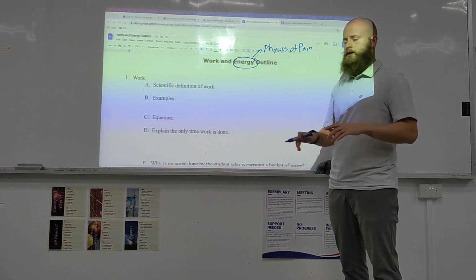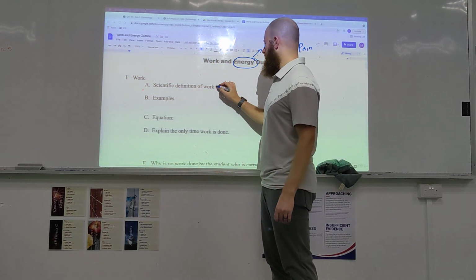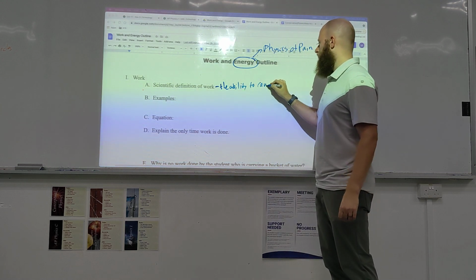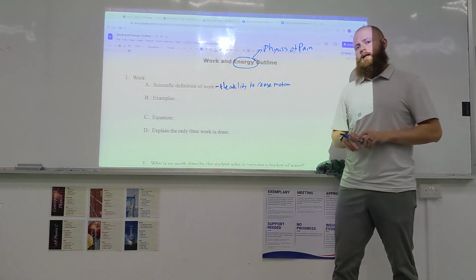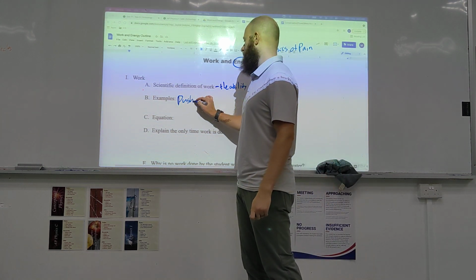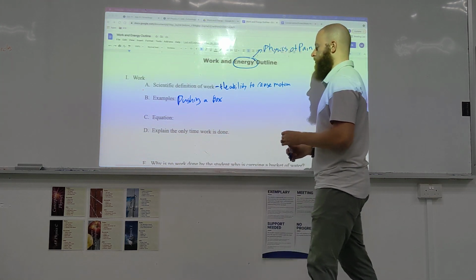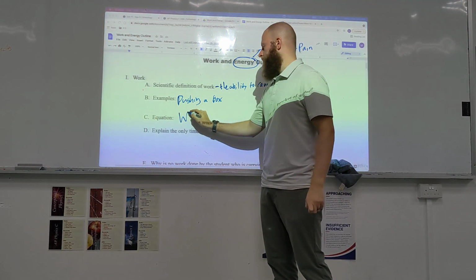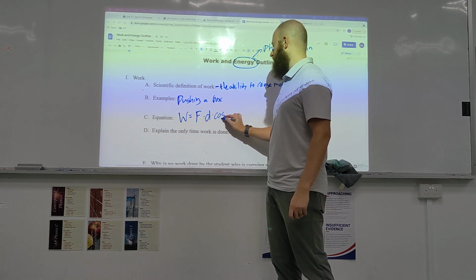Work is sort of the foundation of energy. The scientific definition of work is the ability to cause motion. Okay? So it's anything that can cause something to move. An example would be pushing a box. If I'm pushing a box, I'm causing that box to move. There are two parts of this. So W, work, is F times D times cosine theta.